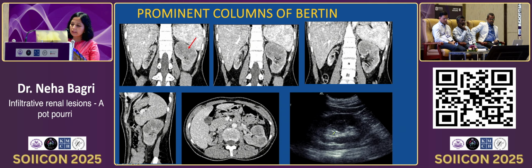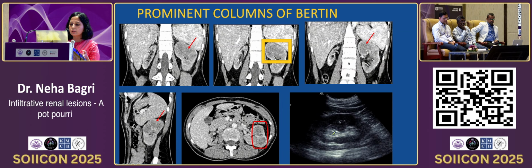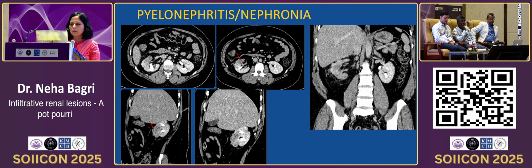Renal pseudotumors can be developmental, like prominent columns of Bertin. These are usually enlargement of the renal cortex projecting into the renal pyramids, and this appears like a pseudo lesion. It can be very clearly differentiated because it will enhance like cortex in all the phases, and on ultrasound it is beautifully seen continuing with the renal cortex.